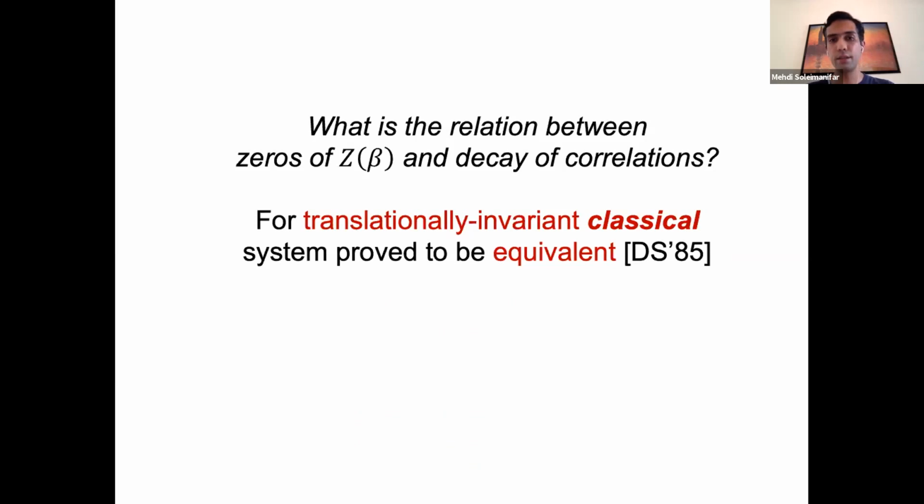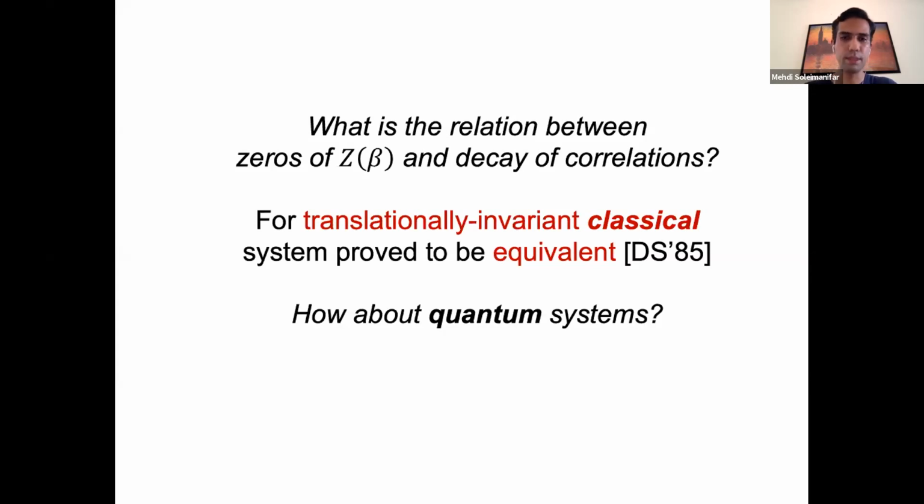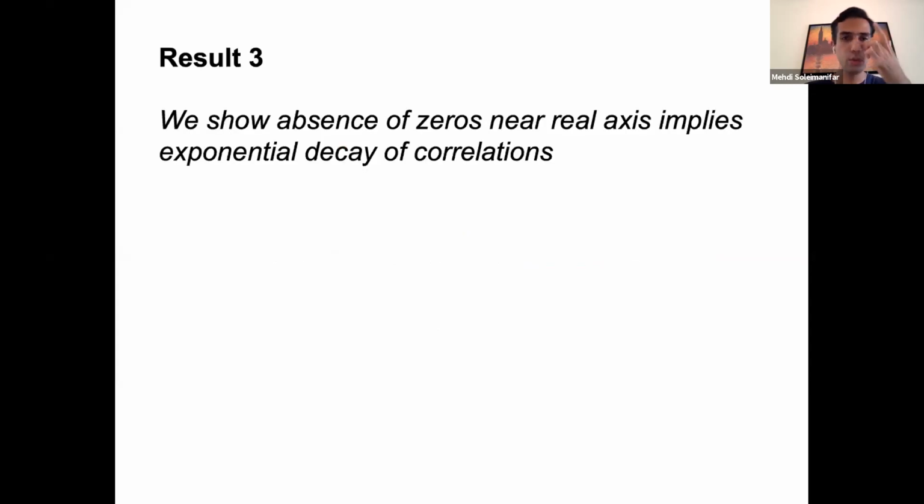So classically, the relation between decay of correlations and complex zeros has been studied. It's proven for translationally invariant classical systems that these two seemingly different ways of talking about the phase transition are actually equivalent. And this is by Dobrushin and Shlosman. And there's been extension of that to various systems that I won't get into the detail. But how about quantum systems? So we show one direction of this in certain cases.